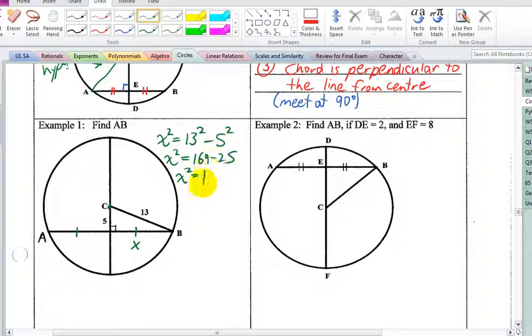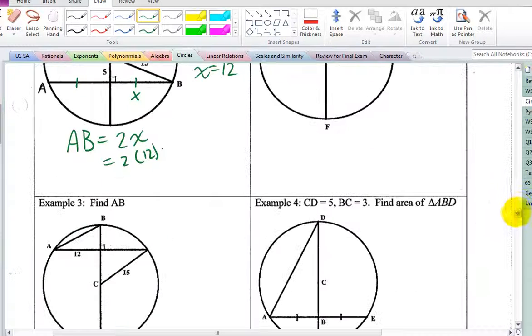So x squared equals 144. So then x equals square root 144. That's your grade 10 answer. Grade 9, we'll go to our decimal. X equals 12. So what does AB equal? Yeah, 2x. So it equals 2 times 12, which equals 24.